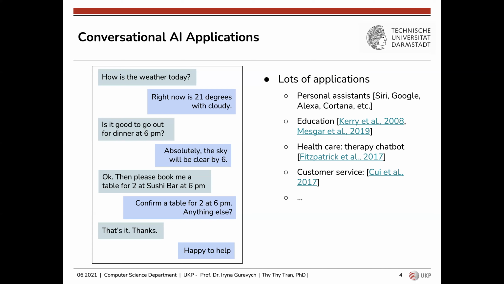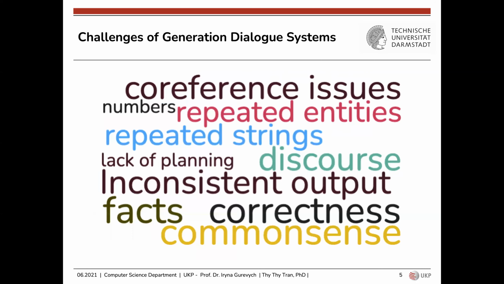Here I mostly talk about text, but dialogue systems are not limited in terms of input and even output. The input and output can be text, images, data, or videos. So there are many challenges in building generation-based dialogue systems, including coreference resolution, conversational discourse, consistent response, diverse response, and factual correctness. We will show you methods that tackle some of these challenges in the next few slides.